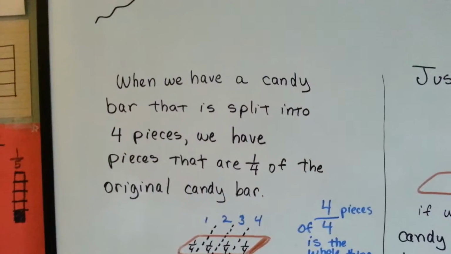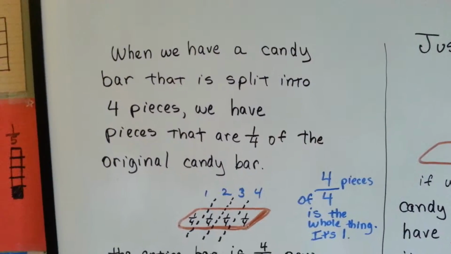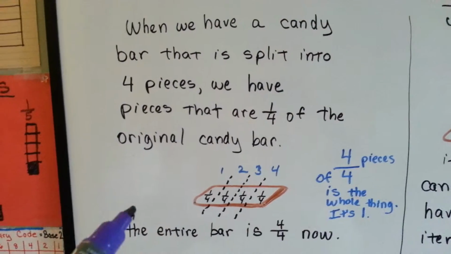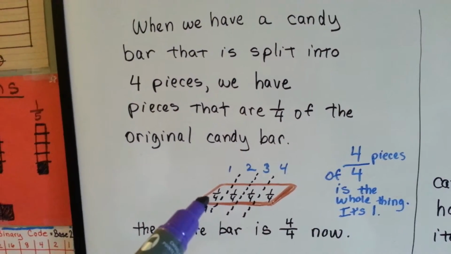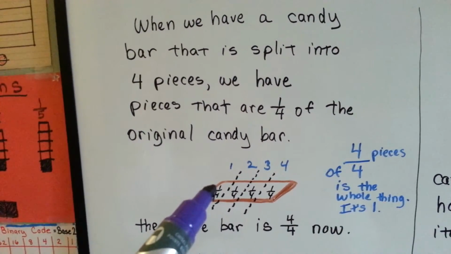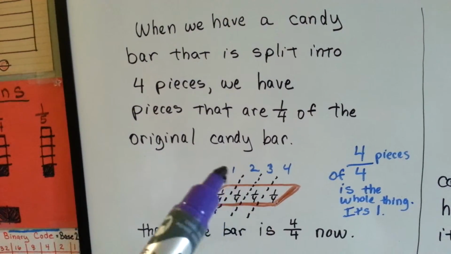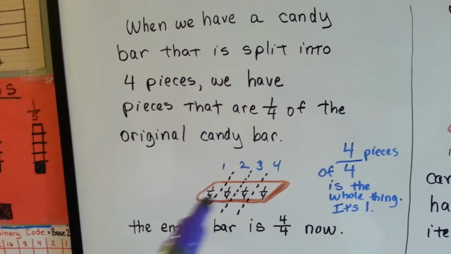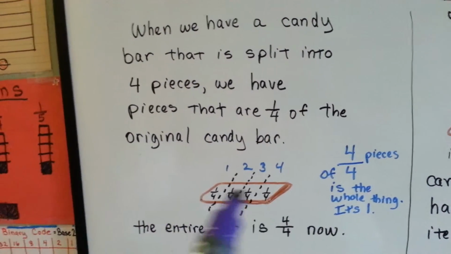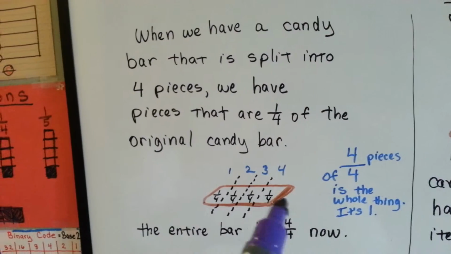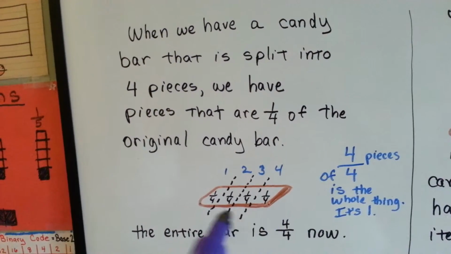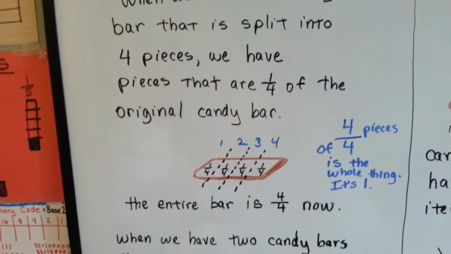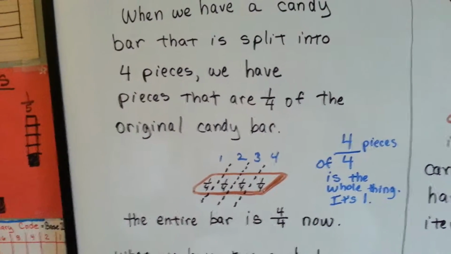So now we're going to talk about how a whole number can become an improper fraction. When we have a candy bar that is split into 4 pieces, we have pieces that are 1/4 of the original candy bar. 1/4, 1/4, 1/4, 1/4. There's 4 of them, see? 4 pieces of 4 is the whole thing. So even though this is cut into 4 pieces, 1/4 pieces, if we had all 4 of them, we would still have the whole candy bar. The entire bar is 4/4 now.